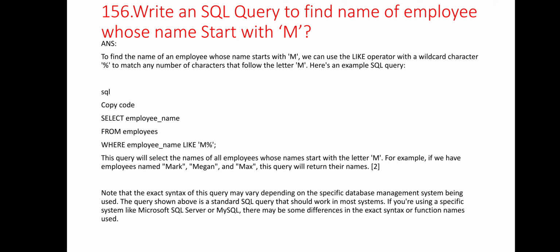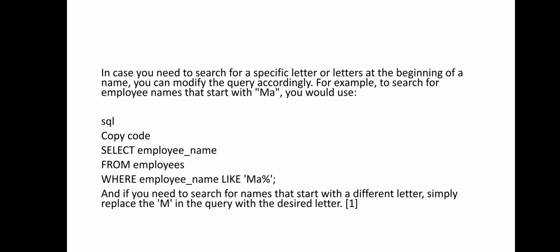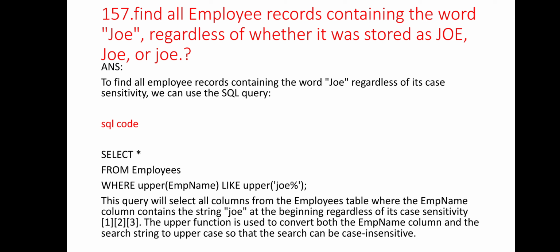If you are using a specific system like Microsoft SQL or MySQL, there may be some differences in exact syntax or function names used. In case you need to search for a specific letter or letters at the beginning of a name, you can modify the query accordingly. For example, to search for employee names that start with MA, you would use this SQL code: select employee name from employees where employee name like 'MA%'. And if you need to search for names that start with a different letter, simply replace the M in the query with the desired letter.